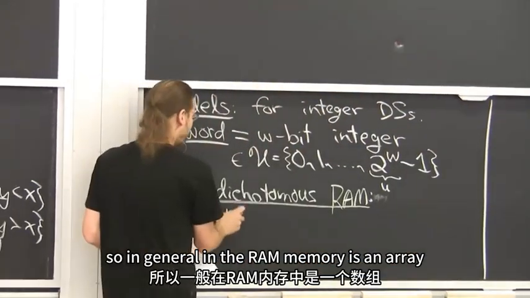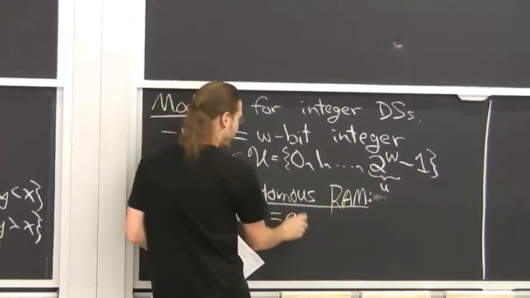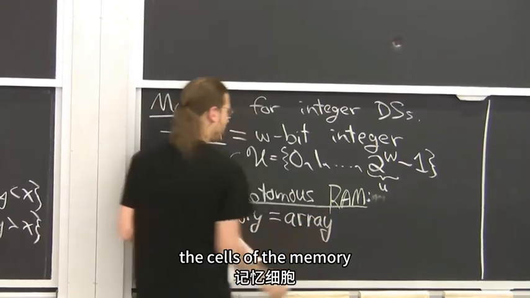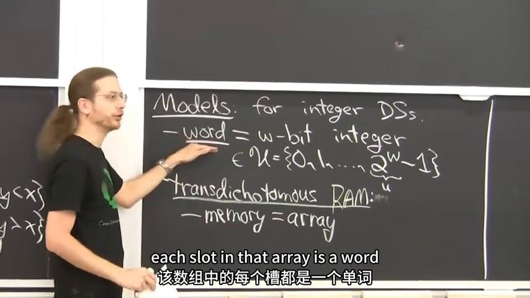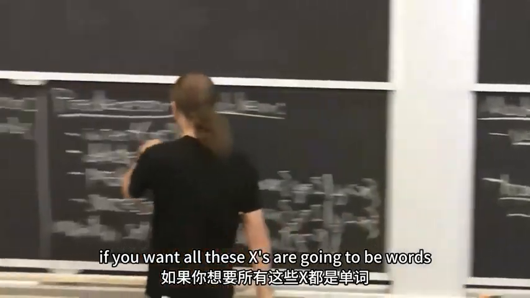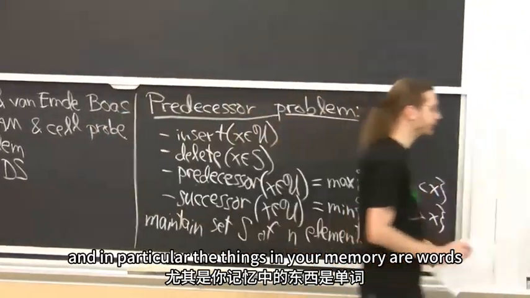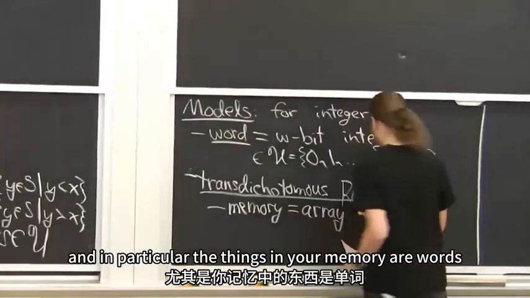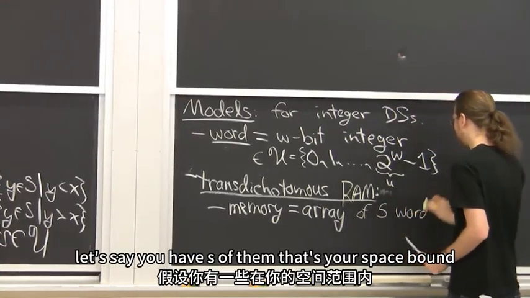So in general, in a RAM, the memory is an array, and you can do random access into the array. But now we're going to say the cells of the memory, each slot in that array, is a word. Everything's going to be a word. Every input, all these x's are going to be words. Everything will be a word, and in particular, the things in your memory are words. Let's say you have S of them. That's your space bound.